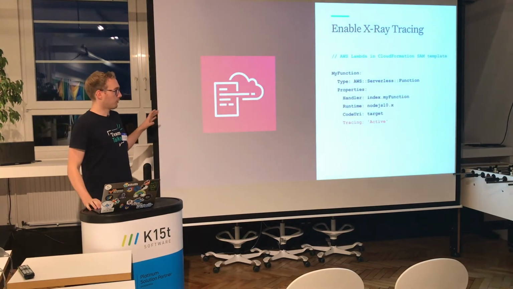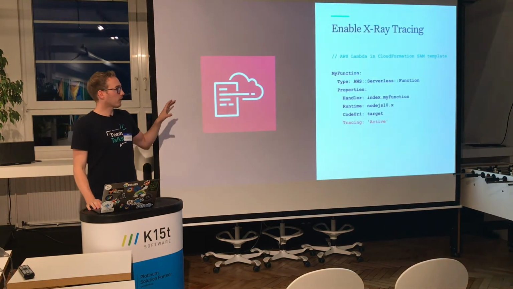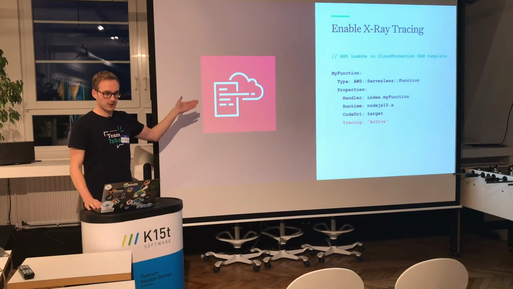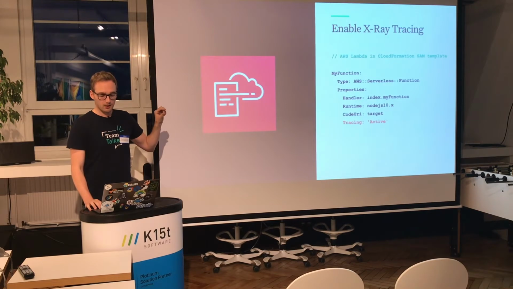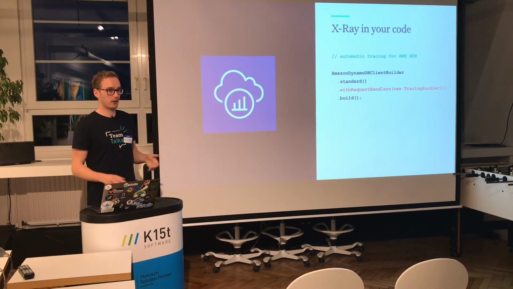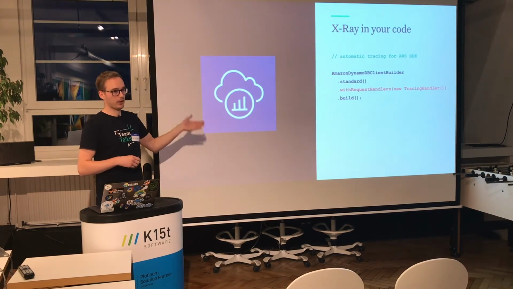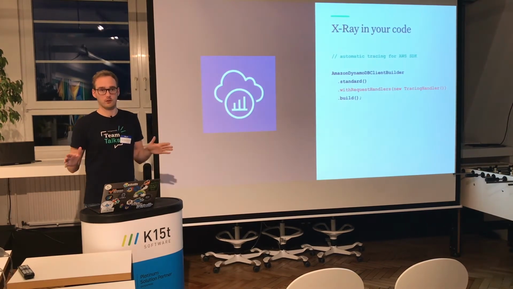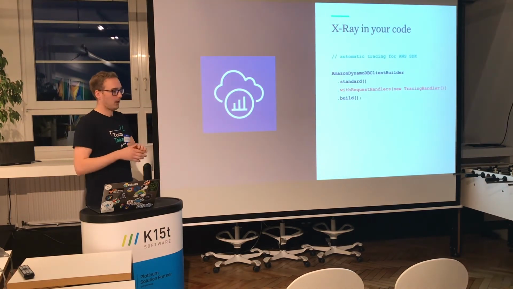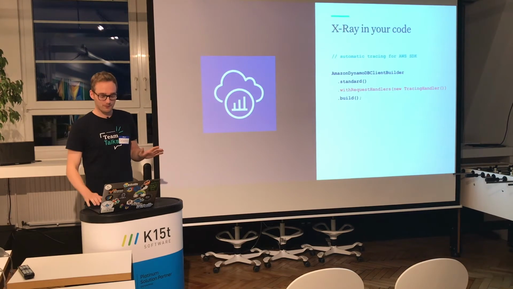In order to use it, you can simply enable it. So if you're using AWS Lambda, or if you're using the CloudFormation SAM template, it's just a small property you need to enable. And if you now, for example, use the AWS SDK, you can just add a request handler and add this tracing handler, which then does everything automatically for you. So it sends those metrics to the X-ray service, and you don't have to care about anything.